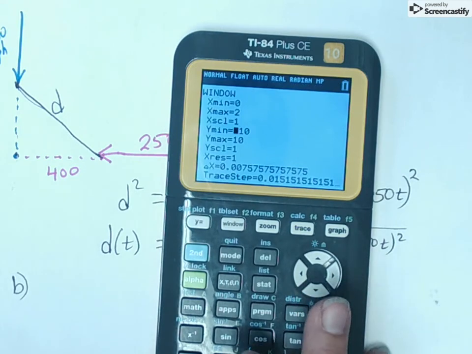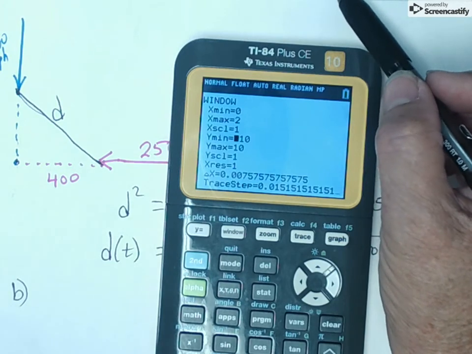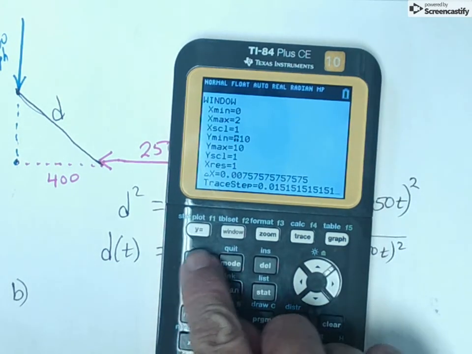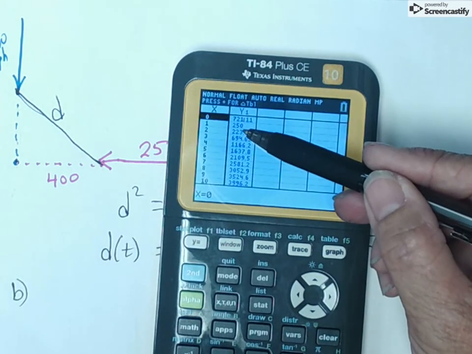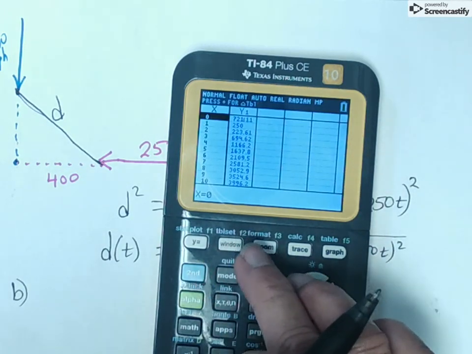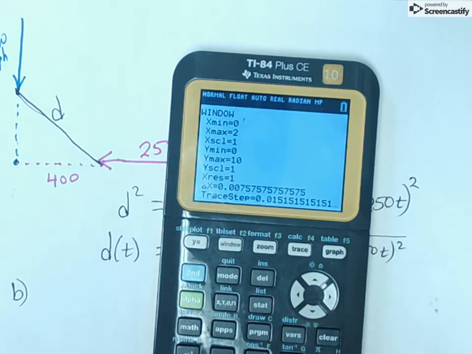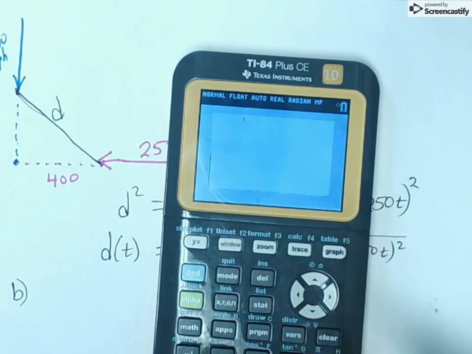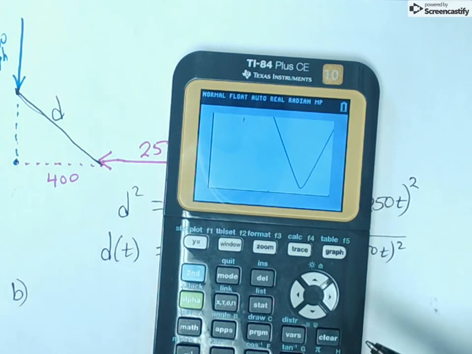For my y values, I'm going to be trying to find when the planes are closest to each other. So that's a minimum. So I'm going to my table, and I'm looking for what is the minimum value between 0 and 2. It looks like 223. So that's what I'm going to put in for my window for y. Y minimum is 0. Y maximum, let's put 250 is just a nice number and see if we see anything. Look, and this is really what we're looking for. We wanted to have that minimum show up on our screen.